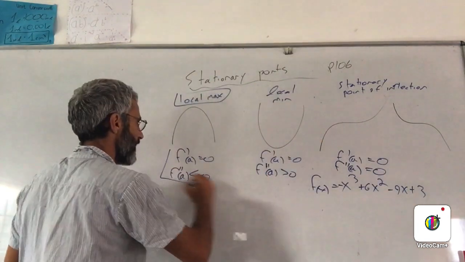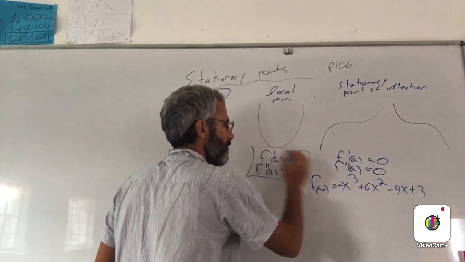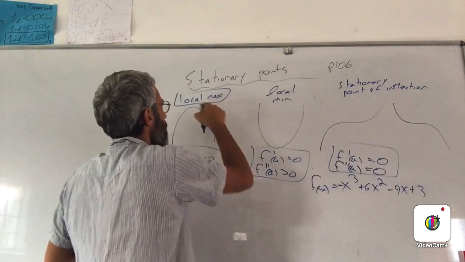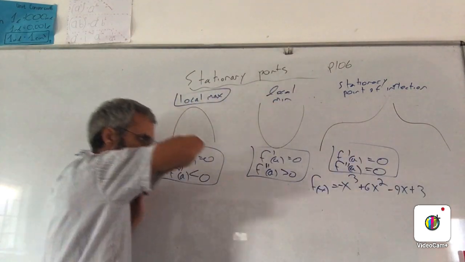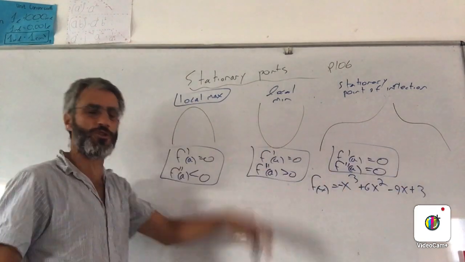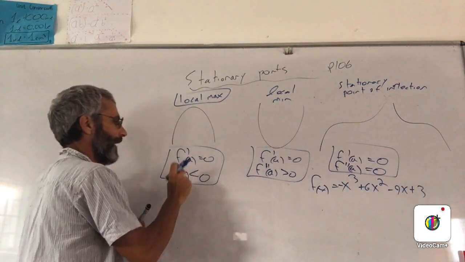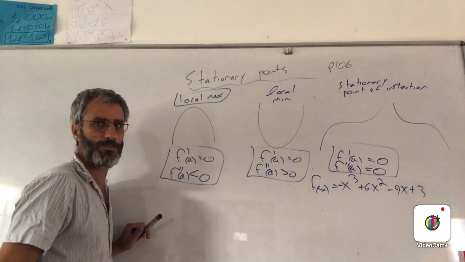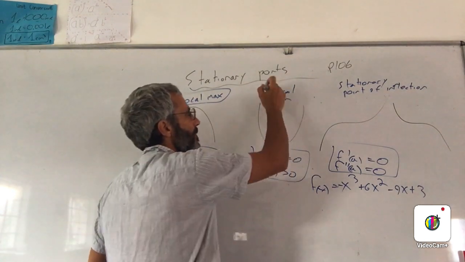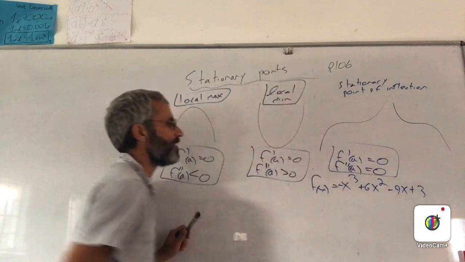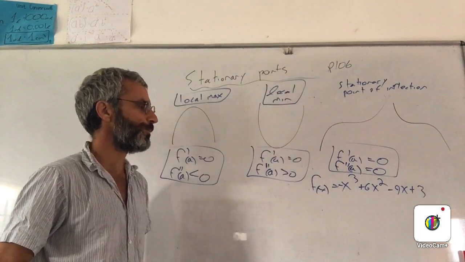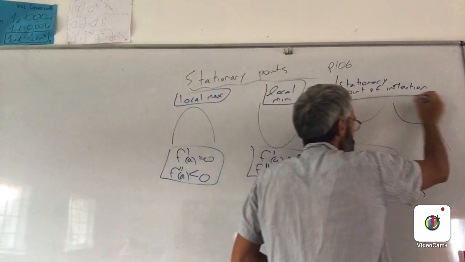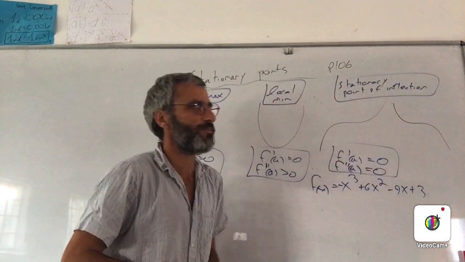So guys, these are the conditions for the type of stationary point. For any stationary point, the first derivative must be zero. If the second derivative is negative, that's a local maximum. If the second derivative is positive, it's a local minimum. If the second derivative is zero, there will be a point of inflection.